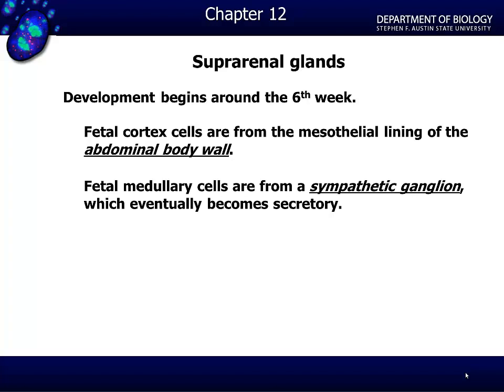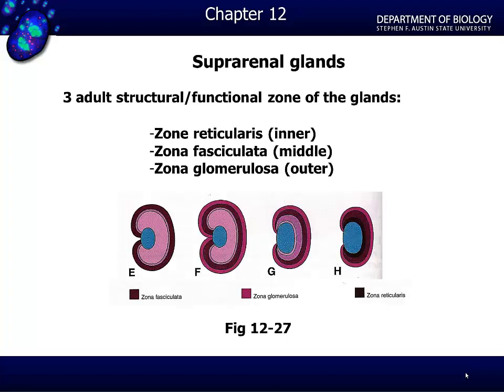So neural crest cells, which give rise to a lot of nervous system tissue, are in fact the precursor tissue to these chromaffin cells present in the medulla that produce the epinephrine. Now, for the mesodermal cells of the cortex, we're going to see a lot of those coming from the mesothelial or mesodermal lining of the body wall that is simply incorporated along with these medullary cells.